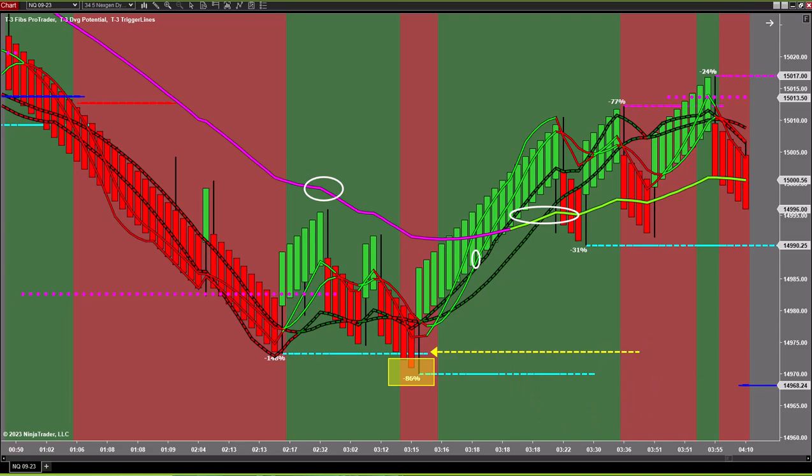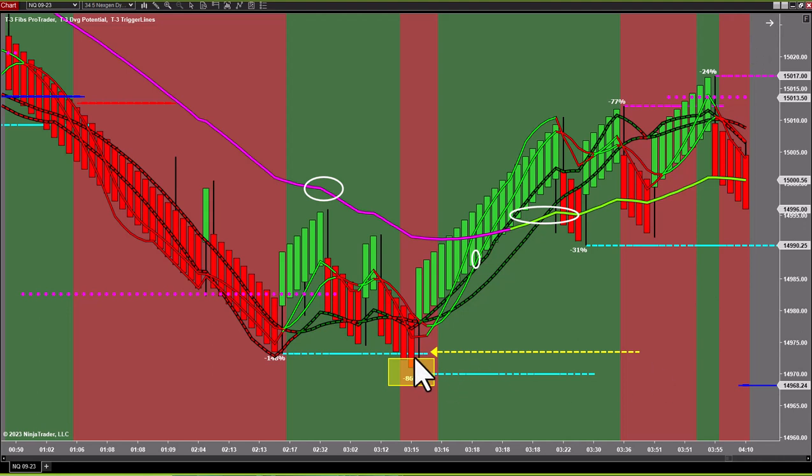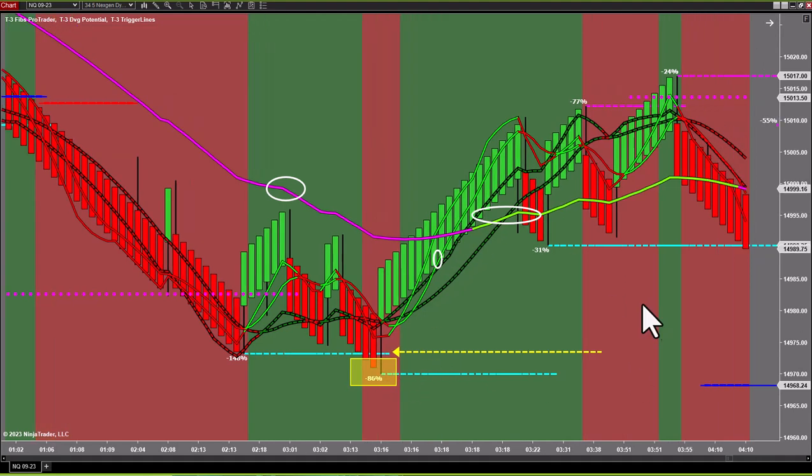Before I go further, I want to make sure that you guys are comfortable when we talk about termination conditions. We're basically talking about any fib horizontal line, blue, red, yellow dots, magenta dots, cyan lines, magenta lines. These are conditions. A third divergence in the same area is a condition too, but the first set is lines. So horizontal line with divergence, find a trade. And then you see the same thing in reverse here. We had a divergence, but from where? For what reason? There's no reason, and the triggers didn't roll over, so there's not really much to do here.